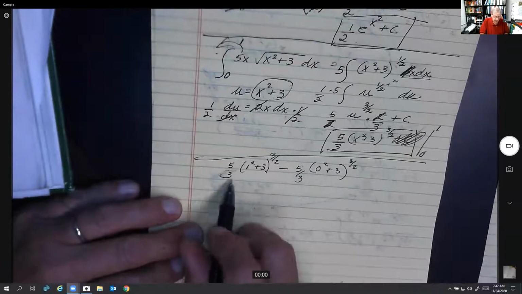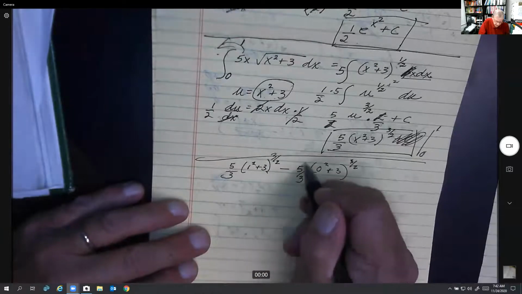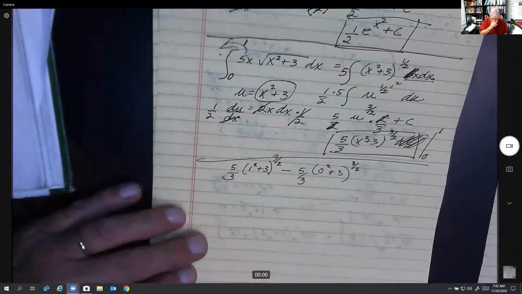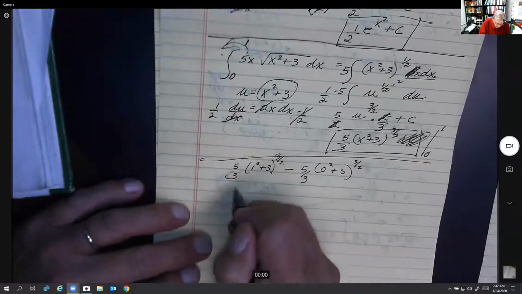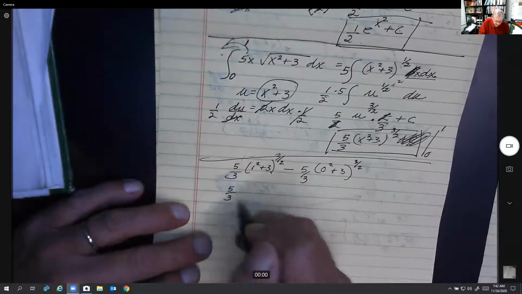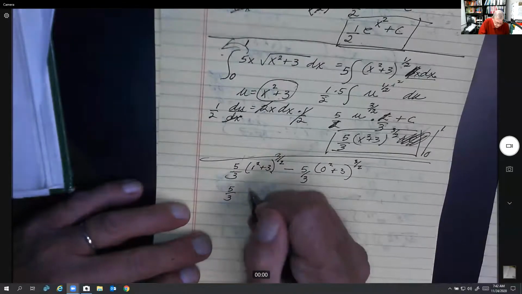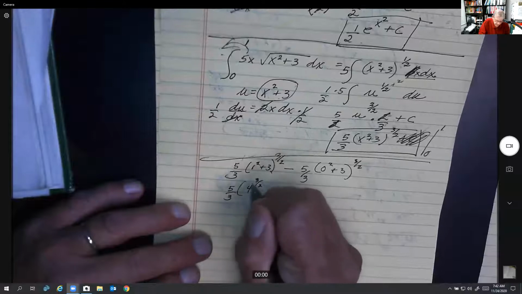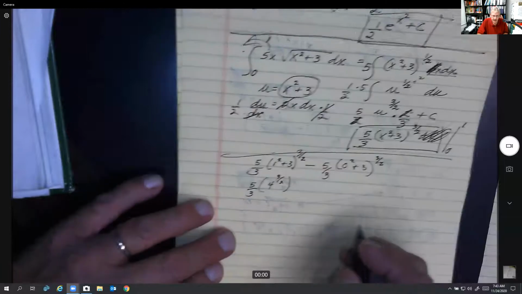Okay, or you could put the 5/3 separate. It really doesn't matter. Sometimes they put the 5/3 around the whole thing instead of writing it like that. But technically, it means 5/3 times each part. So I'm going to write it on both parts. Okay, so let's see what this is. 1 squared is 1 plus 3 is 4. So I got 4 to the 3 halves. What is 4 to the 3 halves? I'm going to jot it down here.